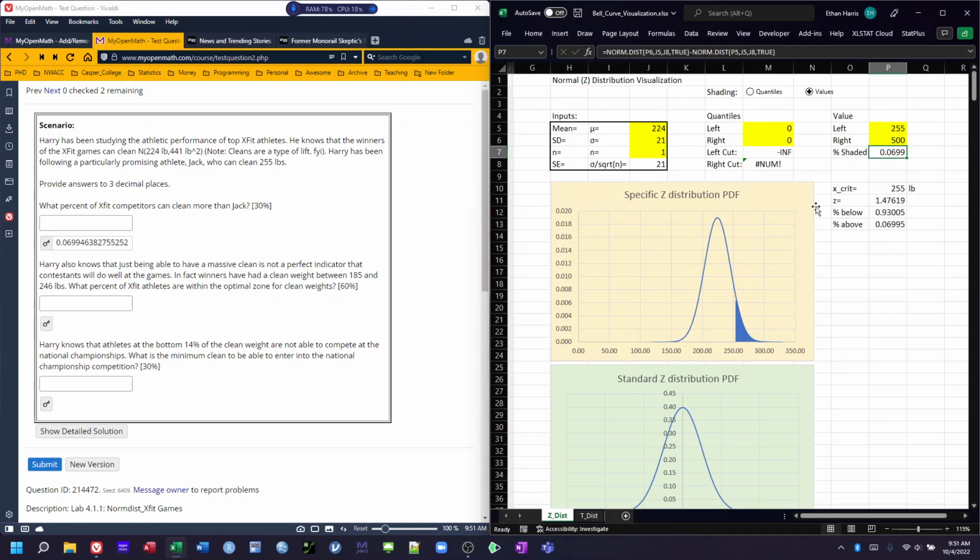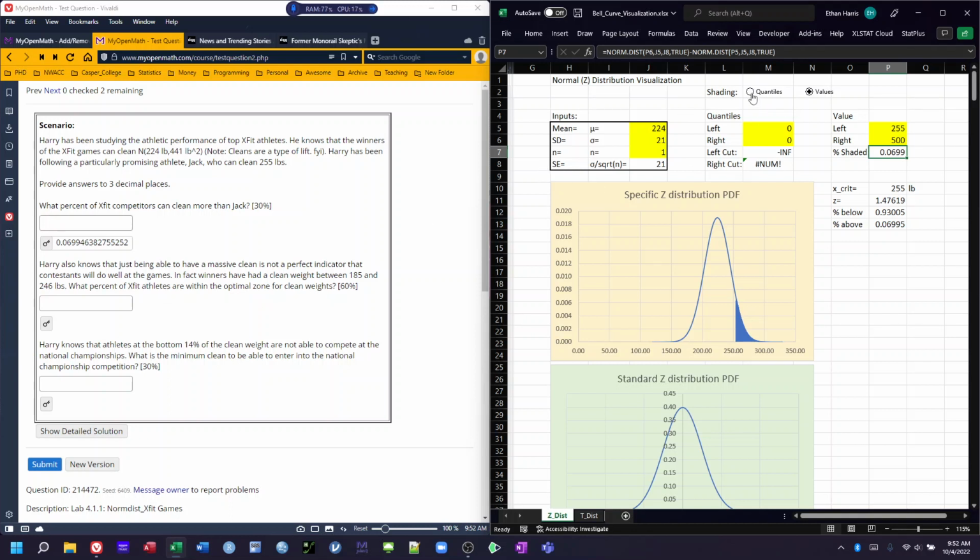Now remember, oftentimes I'll ask for the z-score, and the z-score is how many standard deviations above or below the mean our critical point is. Okay, so it says, Harry also knows that just being able to have a massive clean is not a perfect indicator that contestants will do well at the games. In fact, winners had a clean weight between 185 and 246 pounds. What percent of CrossFit athletes are within the optimal zone for clean?